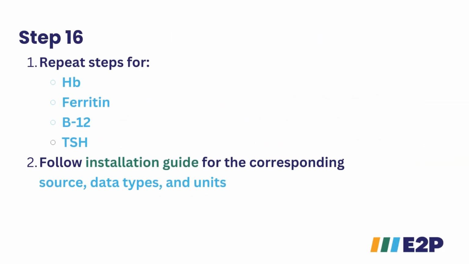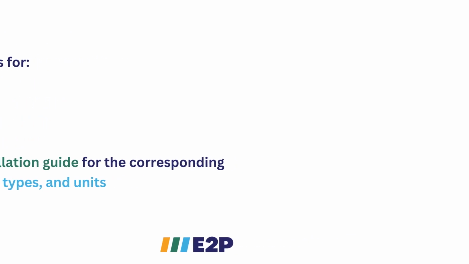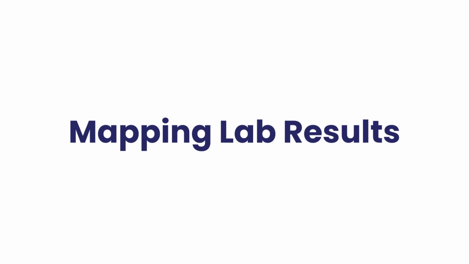Step 16. We'll repeat step 15 for the lab results HB, ferritin, B12, and TSH. Follow the installation guide for the corresponding source data types and units if they do not appear in your EMR. The last piece of the setup process is to map the lab results we created to the tool.